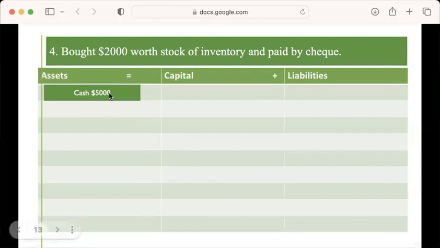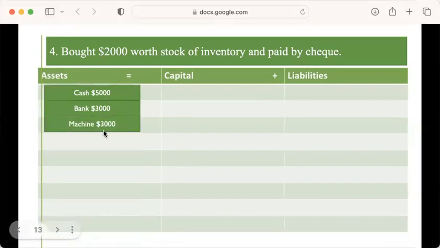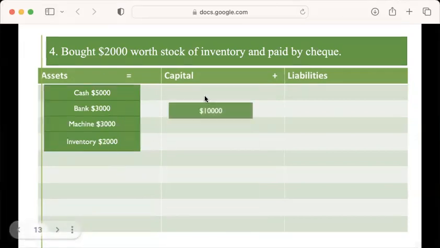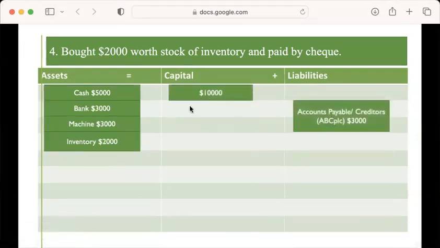So cash in hand remains the same, but cash at bank was 5,000 before, and 2,000 of it we are using. So cash at bank decreases to 3,000, and we already have a machine worth 3,000. And this time we are also receiving a stock of inventory, which is also an asset worth 2,000. There's no change to the liabilities side.